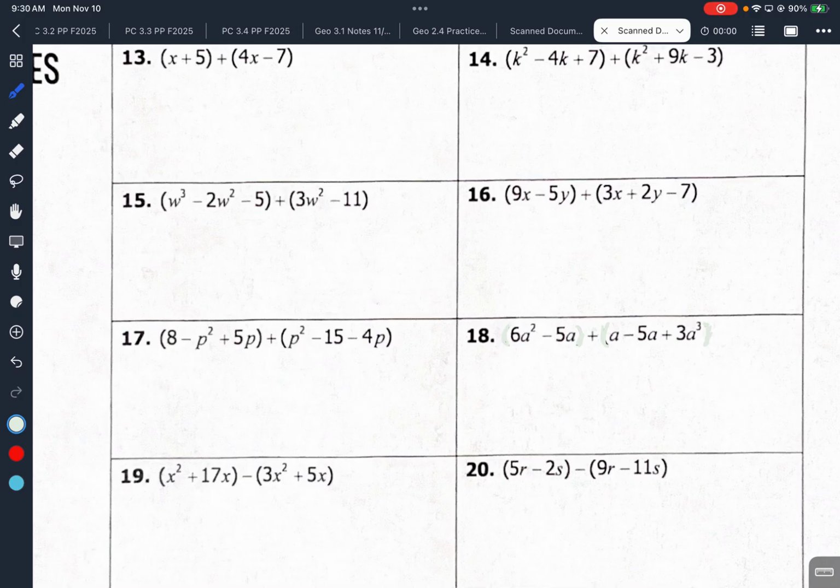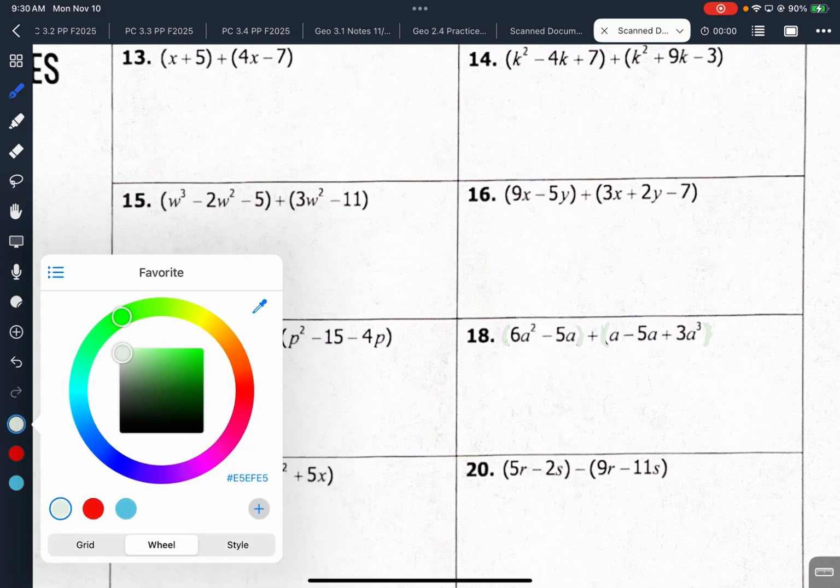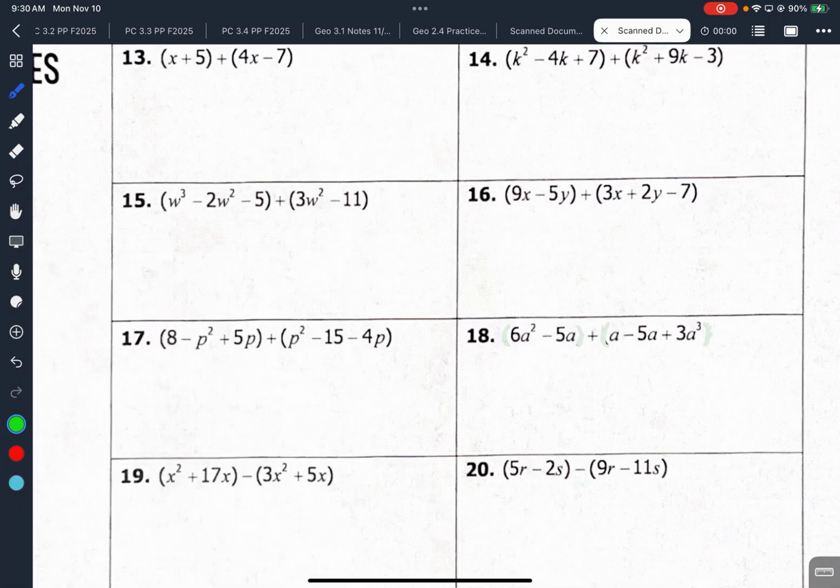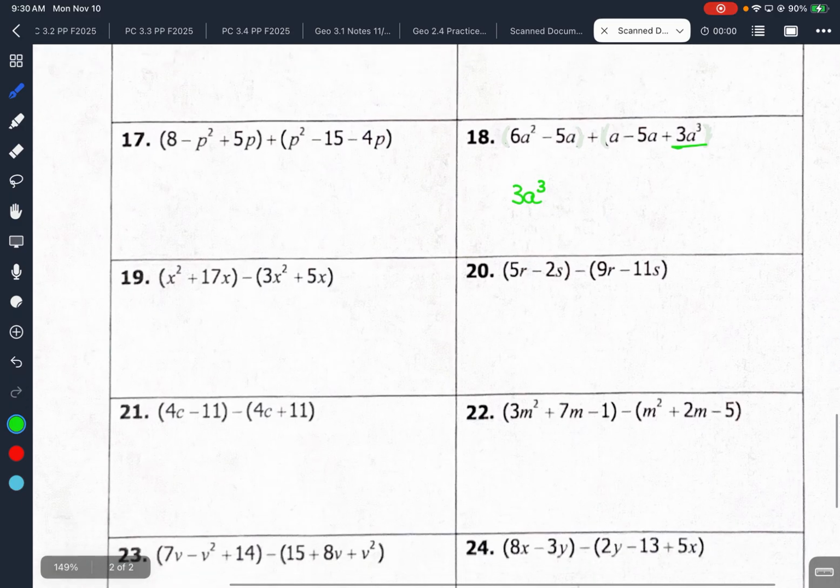Now, if that A was negative, I'd erase my plus sign, right? Okay, and I'm just going to combine like terms. Now, I'm going to combine like terms, but I'm not going to rearrange it this time. I'm just going to say, well, my biggest exponent is cubed. Is there any other cubed? Nope. So I have 3a cubed. There's nothing else to add to it, so it's just 3a cubed.